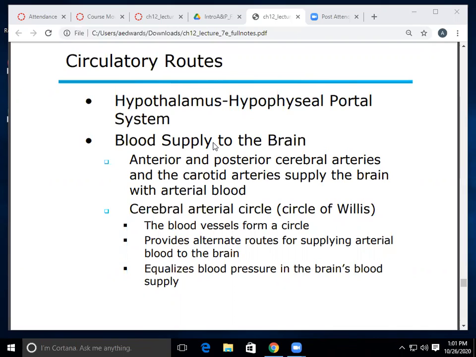Okay, it provides some alternate routes for getting arterial blood into your brain. Okay, so if one pathway gets blocked, there's other pathways to get blood into your brain, which is pretty important so that your brain never runs out of blood. Also helps to equalize blood pressure in your blood supply to your brain, okay, because you don't really want high blood pressure going towards your brain.